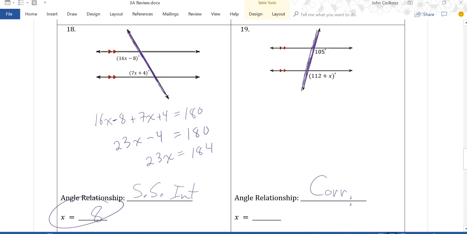Corresponding angles are congruent, so I can take them and set them equal. Subtracting. Now remember, angle measures aren't going to be negative in this unit, but our x's can be. So if I subtract 12 from both sides, I'll end up with negative 7.